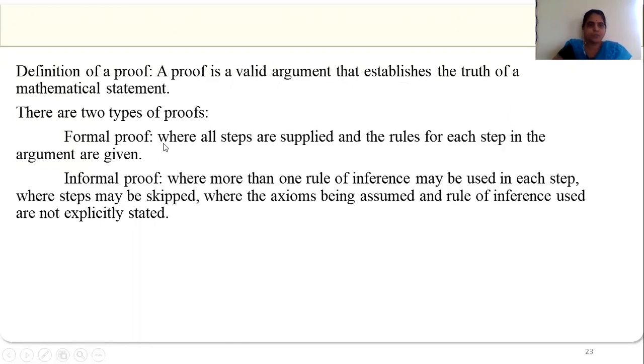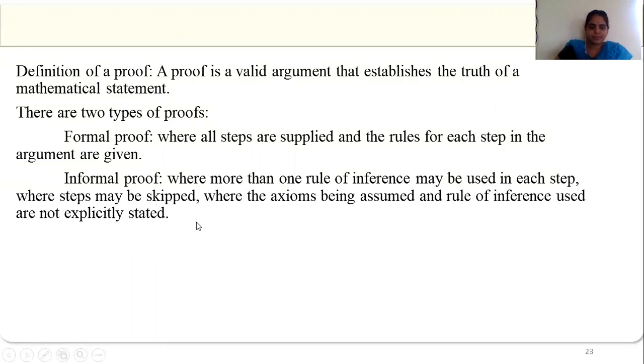There are two types of proof. First one is a formal proof, where all the steps are supplied and the rule for each step in the argument is given. Second is an informal proof, where more than one rule of inference may be used in each step, where steps may be skipped, where axioms being assumed and rules of inference used are not explicitly stated.